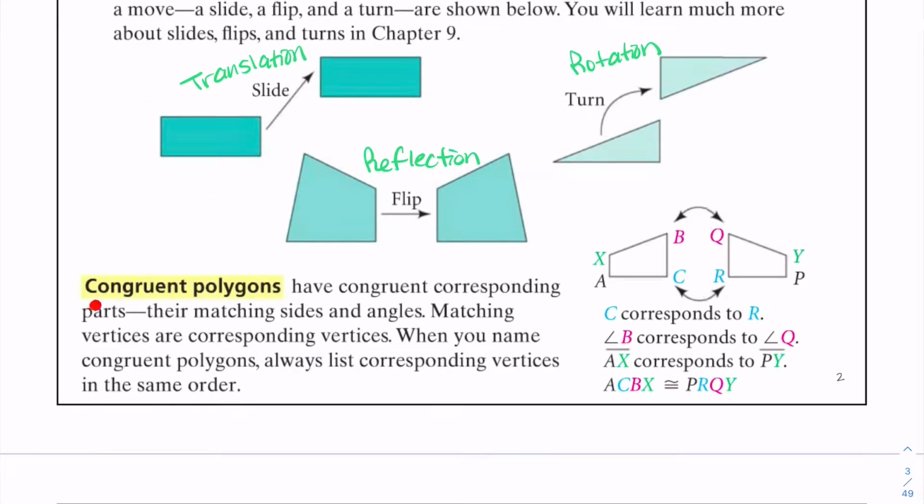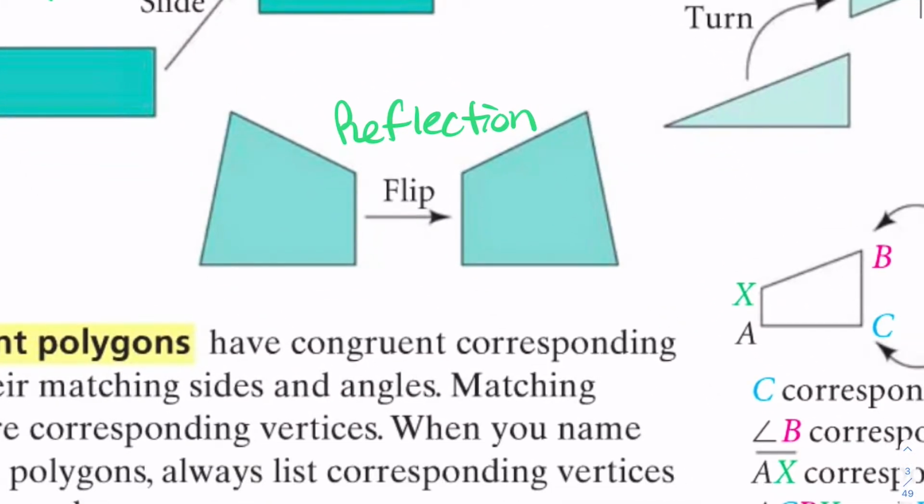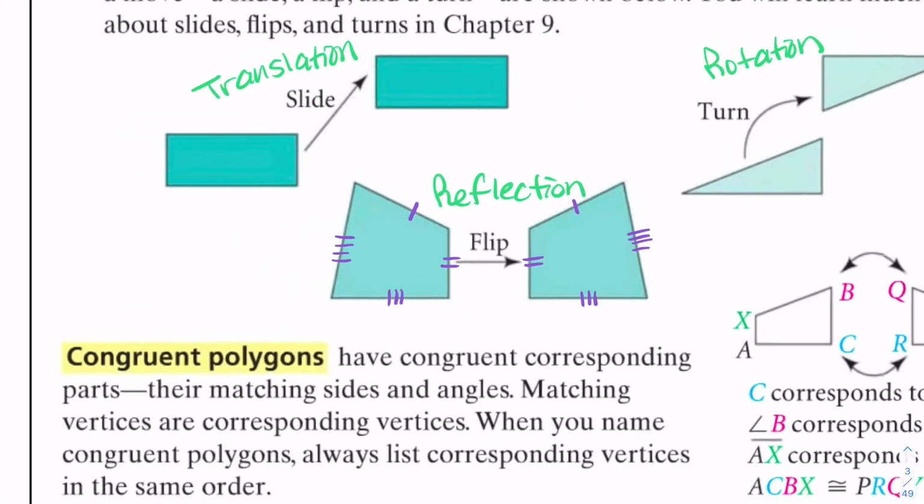Congruent polygons have congruent corresponding parts. They're matching sides and angles. Okay, so what we know, for instance, in a flip, is that this part here is congruent to this part here, that this part here is congruent to this part here, that this bottom part is congruent to this bottom part, and this fourth side is congruent to this fourth side. So in a flip, you have the mirroring items here, the mirroring items here, the mirroring items here, and these are mirrored as well. So those are corresponding parts.